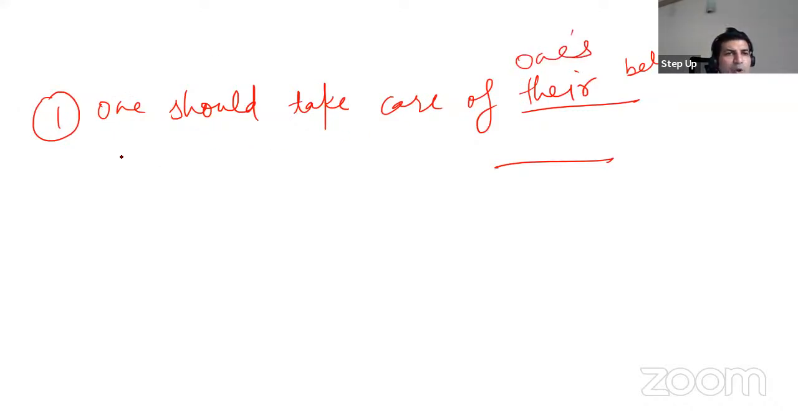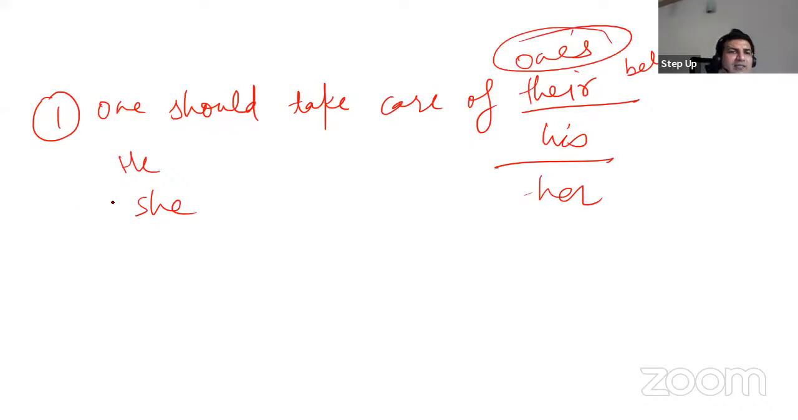Are you getting? Or he should take care of his belongings. She should take care of her belongings. So one should take care of one's belongings. Okay? Not one should take care of their belongings. Understood? Things like that. All right? So simple things like, but pronoun antecedent agreement. Make sense? Okay.